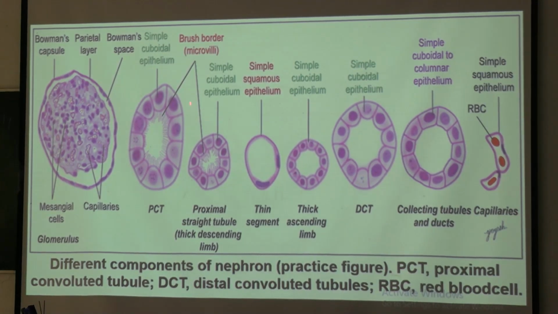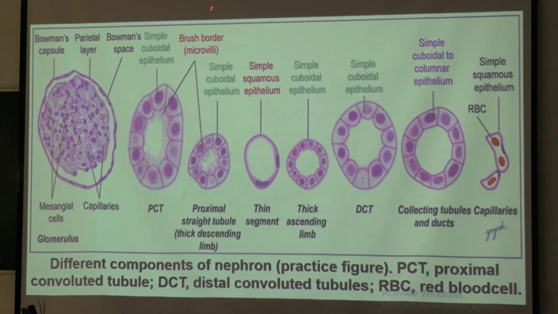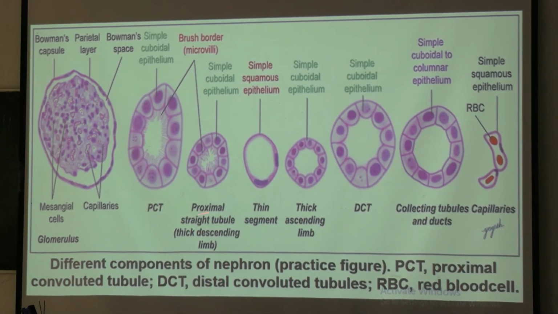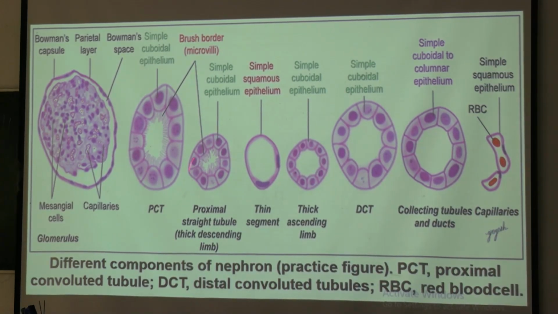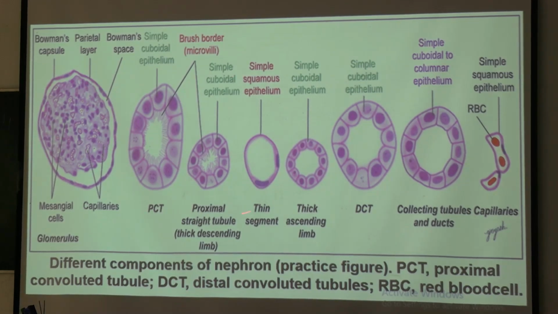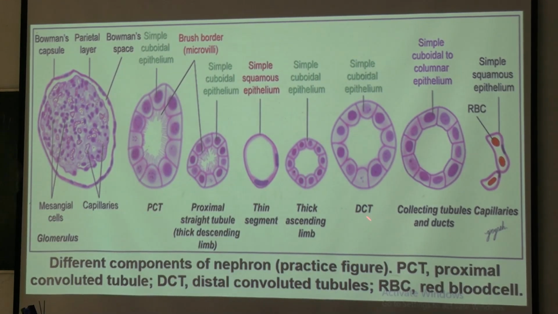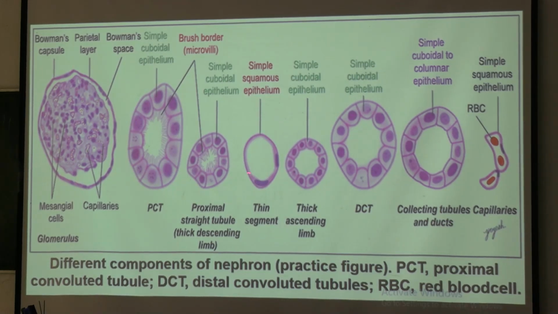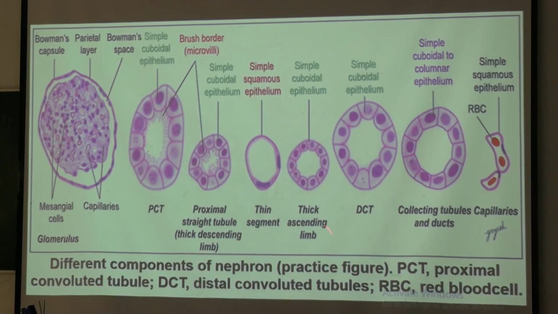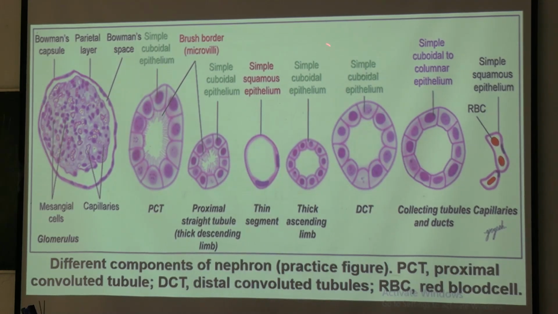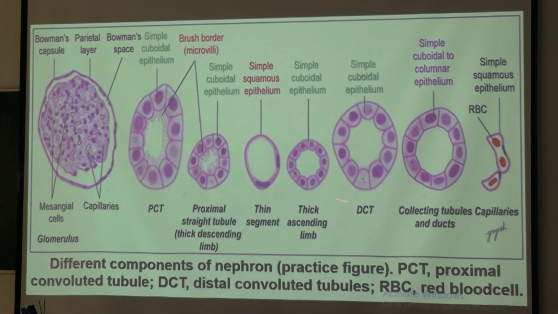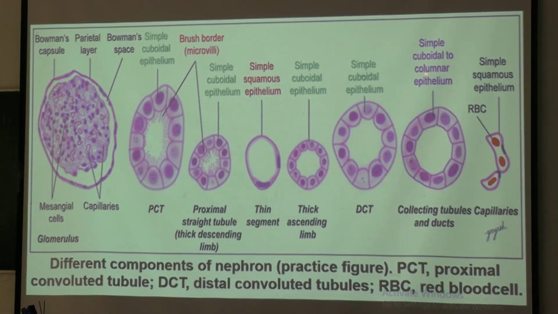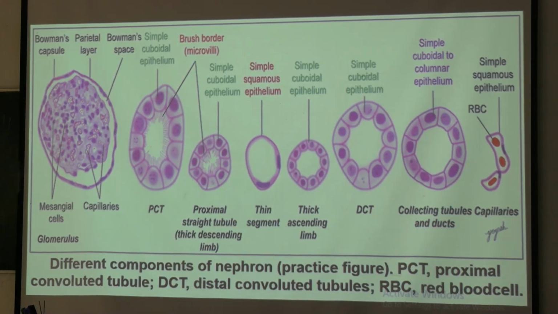PCT is lined by simple cuboidal epithelium with microvilli, brush border. Proximal straight tubule or thick descending limb of loop of Henle: here also cuboidal cells with brush border. Then in the thin segment of loop of Henle, there will be simple squamous epithelium. After that, in the thick ascending limb of loop of Henle, there will be simple cuboidal epithelium, and in the DCT also there will be simple cuboidal epithelium. In collecting tubules and collecting ducts, there will be simple cuboidal to columnar epithelium.